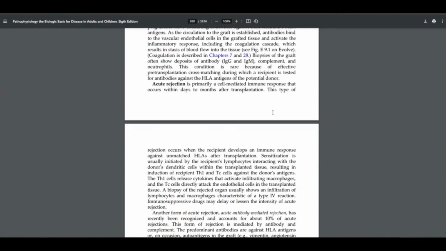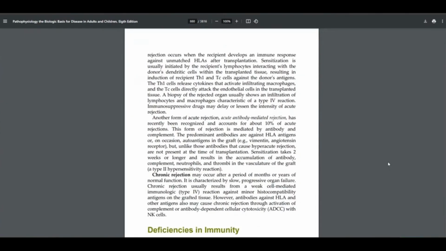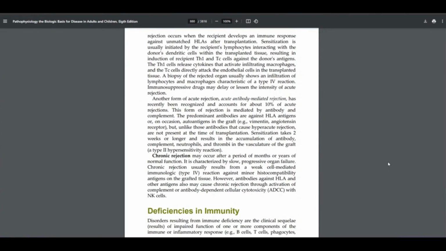Biopsies of the graft often show deposits of antibody IgG and IgM, complement, and neutrophils. This condition is rare because of pre-transplantation cross-matching, during which the recipient is tested for antibodies against the HLA antigens of the potential donor. Acute rejection is primarily a cell-mediated immune response that occurs within days to months after transplantation. This type of rejection occurs when the recipient develops an immune response against unmatched HLA after transplantation.